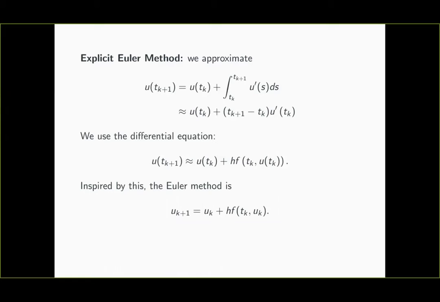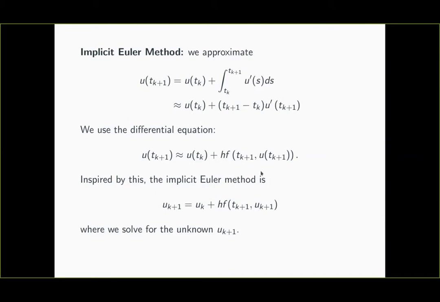Okay, now we use the differential equation in order to substitute u prime. So we can also write u at time t_{k+1} is approximately u at time t_k plus h times f of t_k, u at t_k. This last approximation is our inspiration for defining the iteration formula of the Euler method. Having computed an approximation u_k of u at time t_k, we compute u_{k+1}, an approximation of u at time t_{k+1}, by setting u_{k+1} equal u_k plus h times f(t_k, u_k).